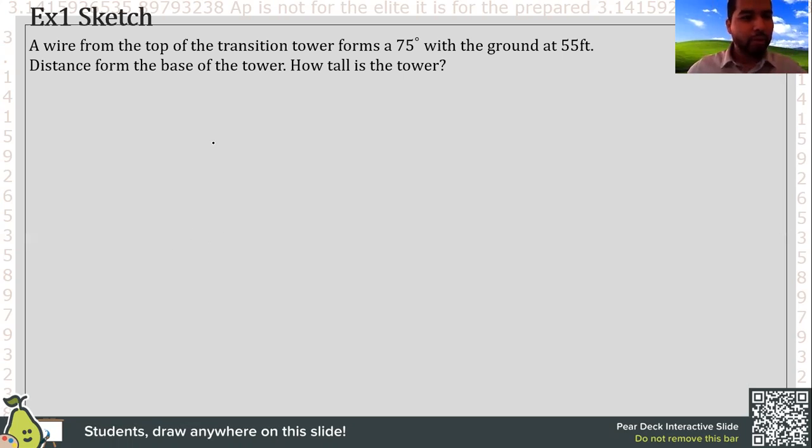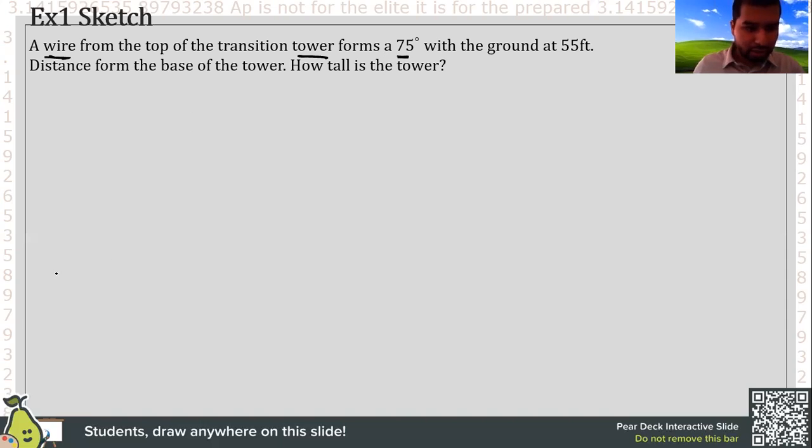So we have a wire that is tied to the top of a tower that forms 75 degrees. So I want you to pause right there. Is that an angle of depression or an angle of elevation? So if it's from the ground all the way to the top, this 75 is the angle of elevation.